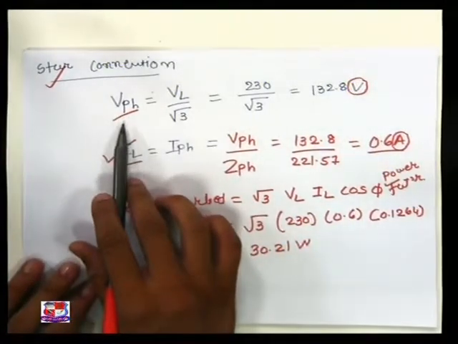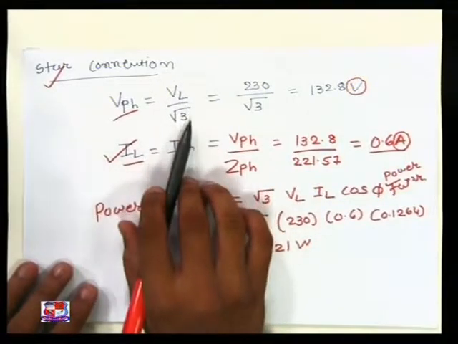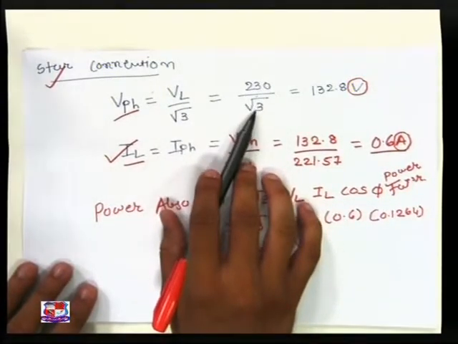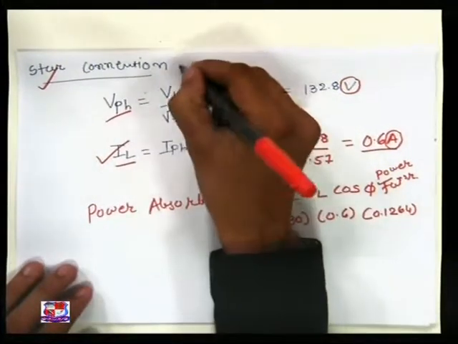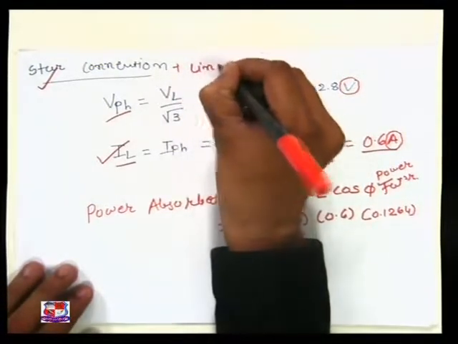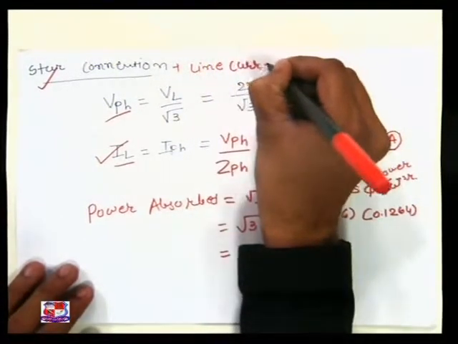Okay, you have to remember this is for the star connection. V phase is equal to VL upon root 3, 230 volt upon root 3, and always remember that the line current is equal to the phase current.